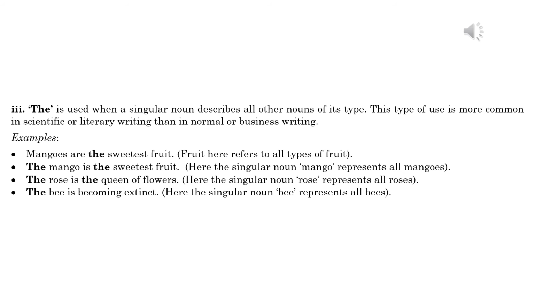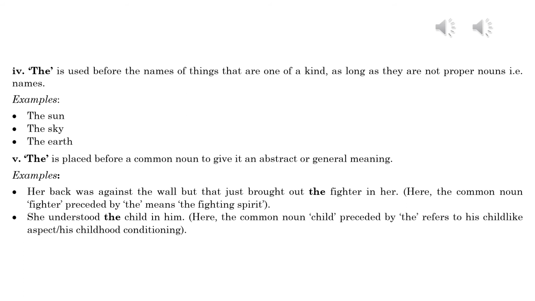The rose is the queen of flowers. Here the singular noun rose represents all roses. The bee is becoming extinct. Here the singular noun bee represents all bees. 4. The is used before the names of things that are one of a kind, as long as they are not proper nouns, i.e. names. Examples: the sun, the sky, the earth.